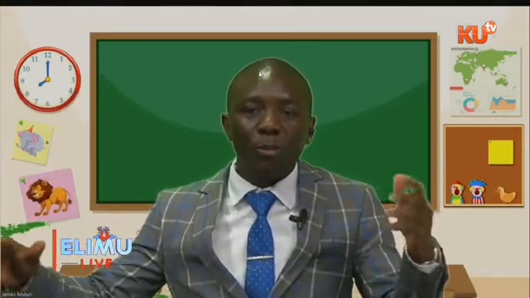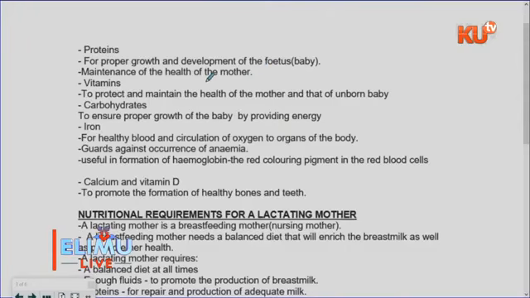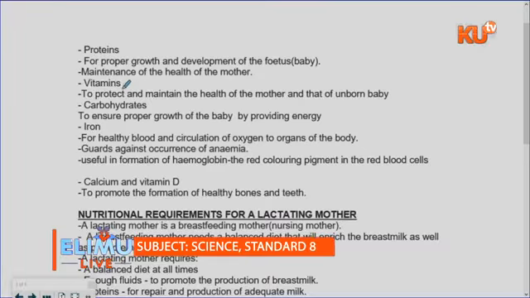Food called protein so that it can grow, because proteins help us to grow. The other one, we have got the importance of these proteins, maintenance of the health of the mother. The other nutrient that the mother requires in the diet is vitamins.